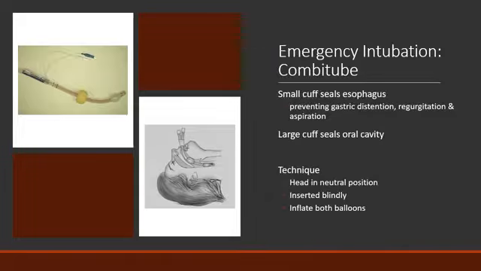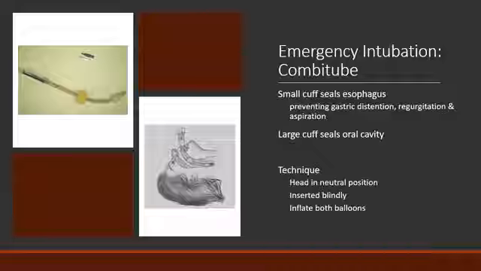And essentially, this is placed blindly. What you do is basically just push it in until those two black marks, which are just above the big yellow cuff, you can see the two black circumferential marks on the tube, go between the patient's front teeth. And so basically this tube gets shoved in, and then you inflate both balloons.